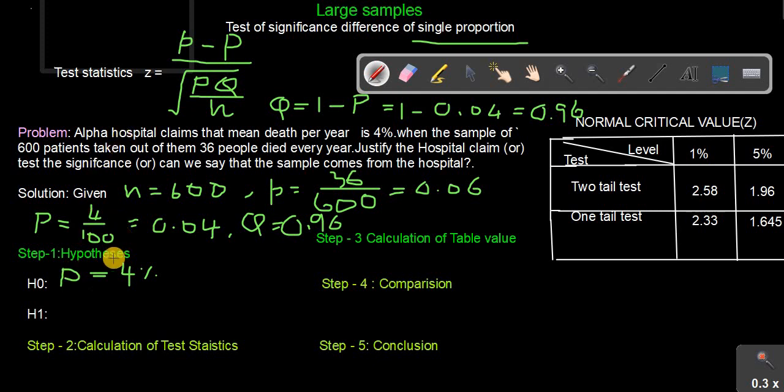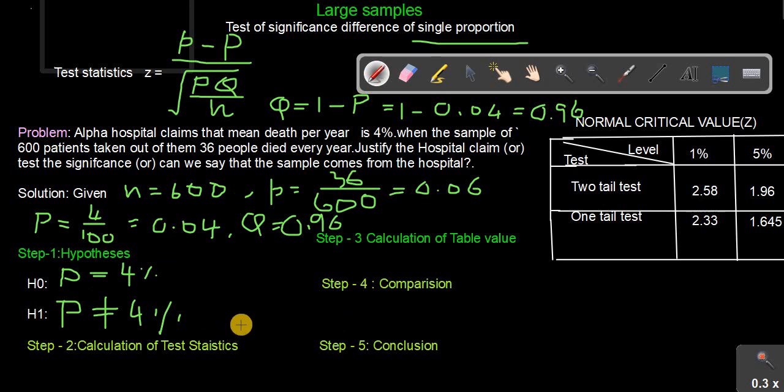The alternative hypothesis is the opposite of the null hypothesis. Therefore the exact proportion of death in the hospital is not equal to 4%. This is the null hypothesis and the alternative hypothesis.